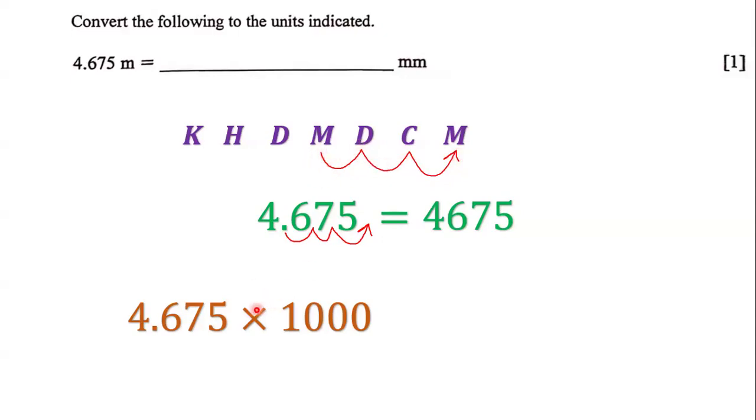And why are we doing multiplication instead of division again? Because we're going to the right. So we say 4.675, a higher number, multiplied by 1,000. And when we do that, we get 4,675, and that's going to be our answer here.